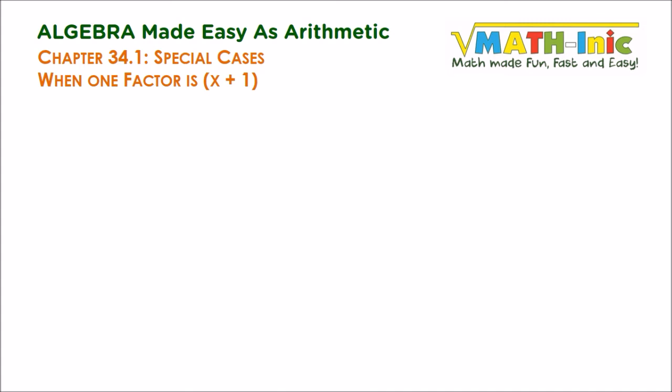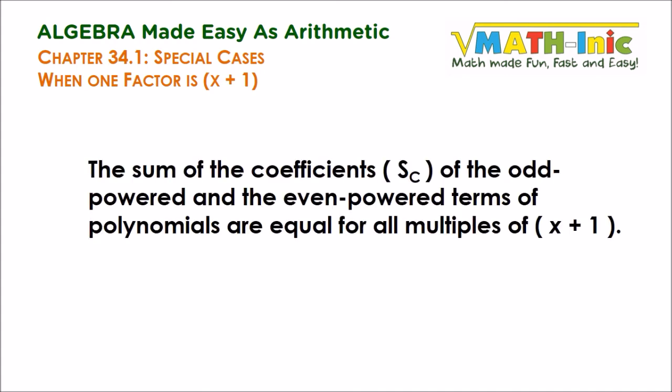Particularly for this one is when one factor is x plus 1. We have learned earlier that the alternating sum of multiples of 11 is always equal to 0 or a multiple of 11. The same is true for multiples of x plus 1. The sum of the coefficients of the odd-powered and the even-powered terms of polynomials are equal for all multiples of x plus 1. So getting the alternating sum would yield 0.